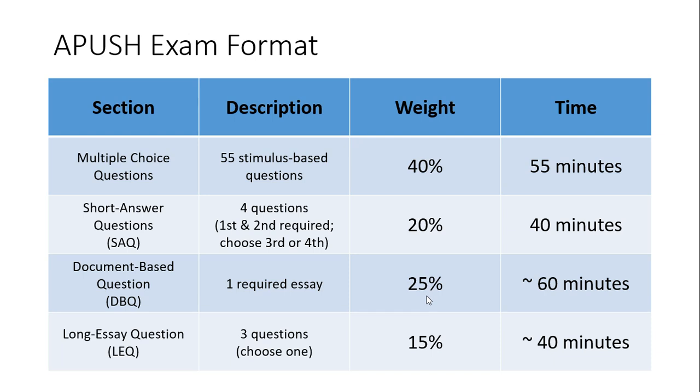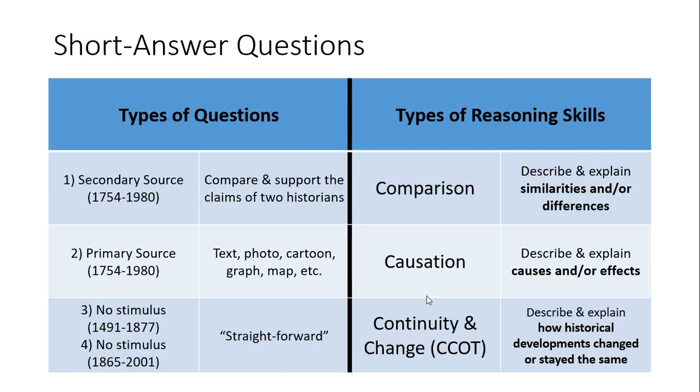One is usually fairly early in history, one's kind of the middle, and one's more modern. So, students tend to like certain eras of history or feel more confident in certain eras. You get to choose which era you want to write about. All right, so this video is about the short answer questions.